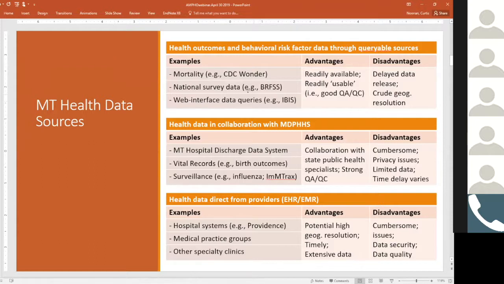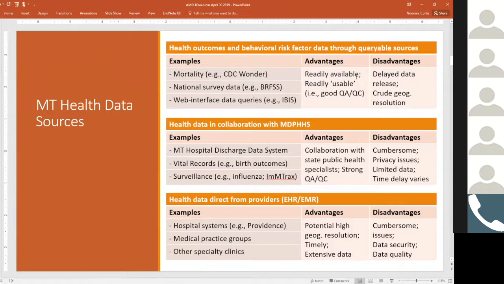These are just examples too. There are plenty of others, of course, but mortality data that we can capture through the CDC website, behavioral risk factor surveillance survey data, or through our state Department of Health and Human Services, something like the IBIS data system, which uses a lot of different data sources, including the hospital discharge data system, to provide information about health conditions. So all of those are pretty easy to use queryable data sets.